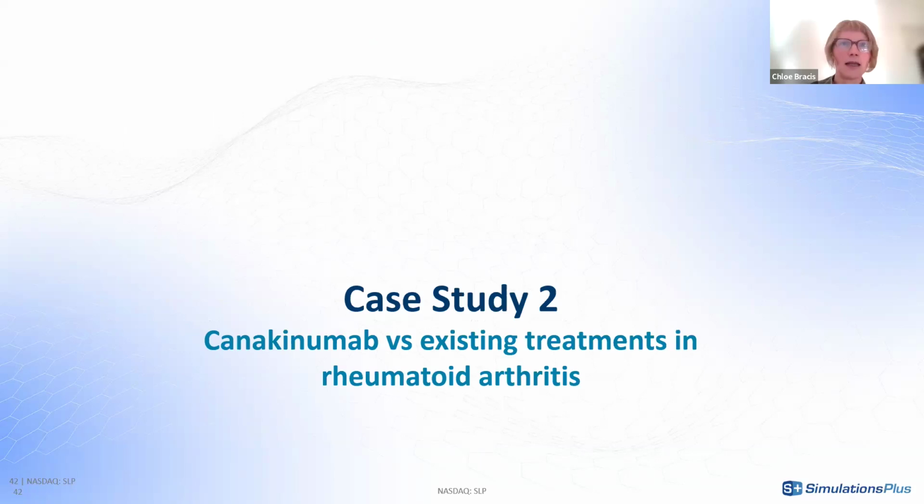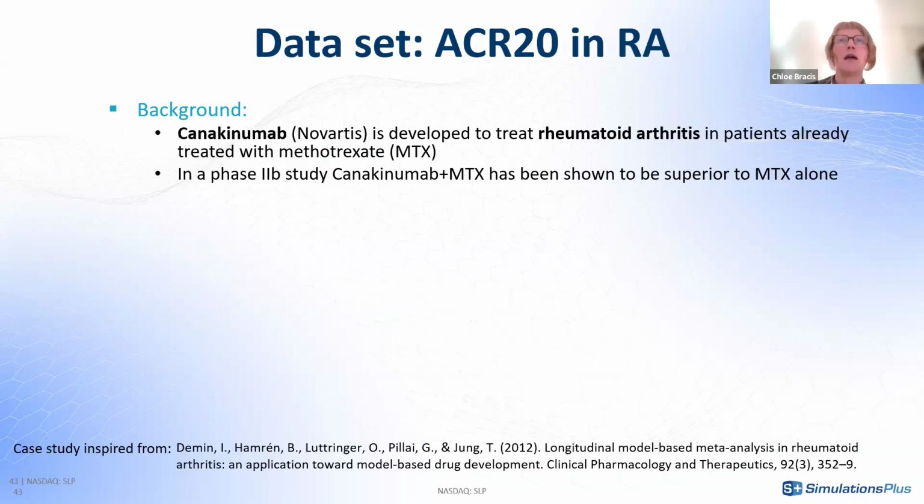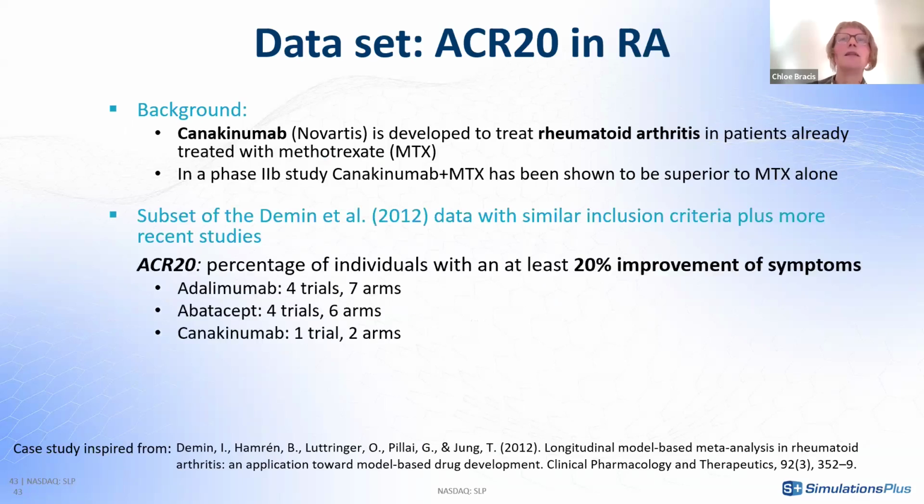This one is looking at canakinumab versus existing treatments in rheumatoid arthritis. This is a treatment that was developed for patients that were already treated with an existing treatment. We have data from a phase 2 trial, and this example is based on a paper by Demon et al. We're using basically the same studies from that paper with similar inclusion criteria, as well as a few more recent studies since that paper came out.